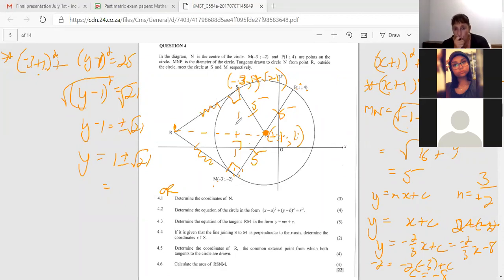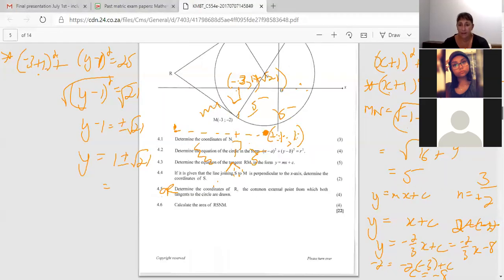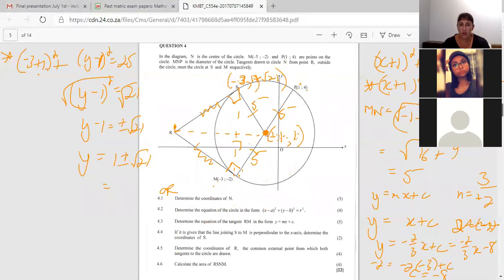I'm not seeing it. We haven't found R at all, right? But we have found the equation of Rm. So I suppose we could find the equation of that, but let me see how many marks it is first before we carry on and doing it. I'm just looking for an easier way. It's only 4 marks, so one would think it would be more marks if you had to do that.